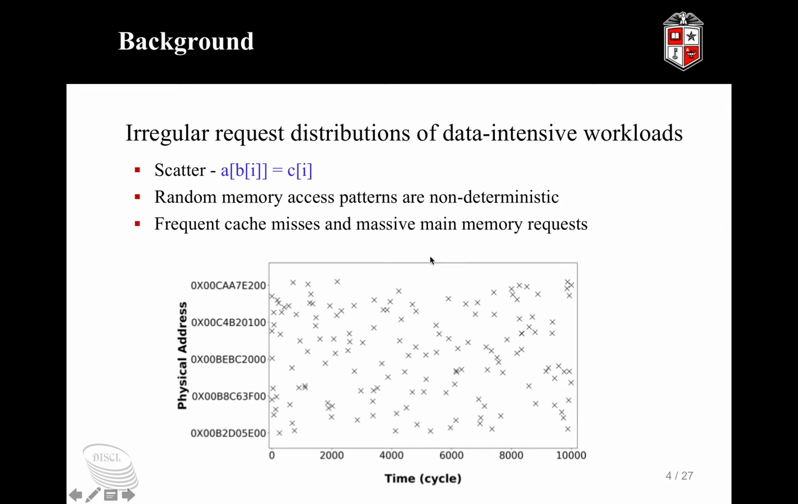The random memory access patterns are non-deterministic, and they will cause frequent cache misses and massive memory requests. This is one of the biggest challenges of data-intensive applications.